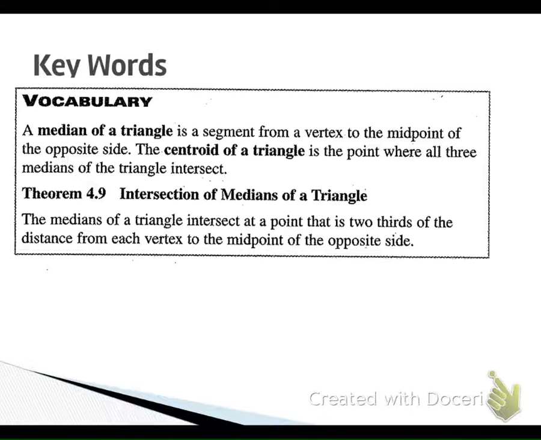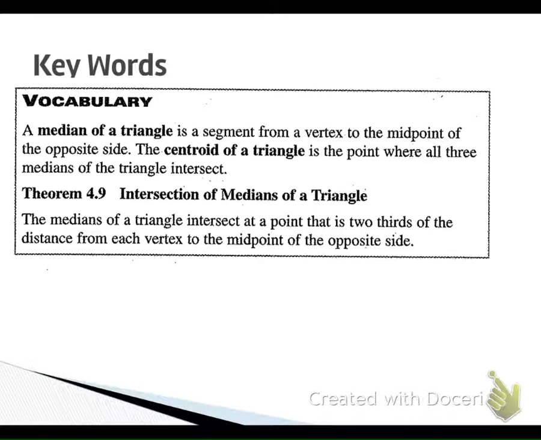Your first one is the median of a triangle. It's the segment. Let's try again. That is a segment from the vertex to the midpoint of the opposite side. When we talk about midpoint, remember that separates it into two congruent parts. The centroid of a triangle is the point where all three medians intersect. So when you draw them from the vertex of each corner, or each vertex, it meets at that middle. That is the centroid.